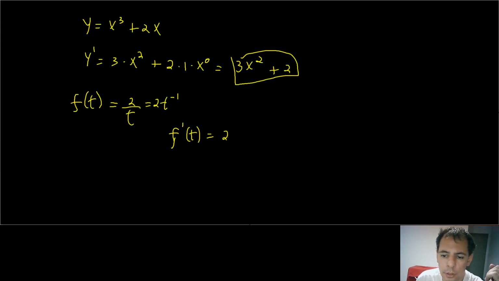So it's going to be 2 times, you want to find the derivative, so this minus 1 has to come down. Minus 1 times 2 is minus 2. t to the minus 1 minus 1 is t to the minus 2. So this is the derivative. It's going to be minus 2 divided by t squared. That's the derivative.